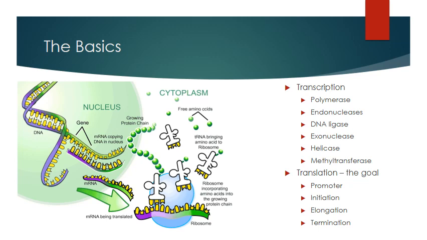We use endonucleases or restriction enzymes in PCR when we want to only copy a particular sequence of DNA, and we know what the beginning sequence is and we know what the end sequence is. So we use restriction enzymes to cut out that sequence of the DNA from the entire DNA length.